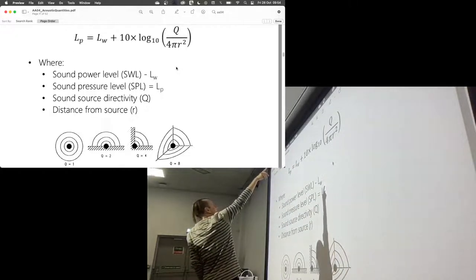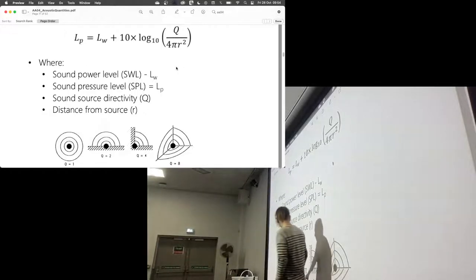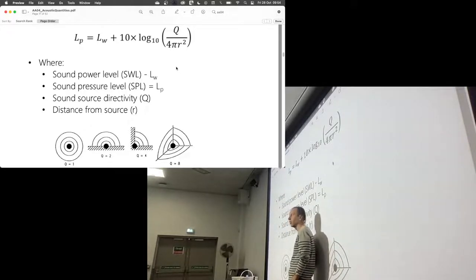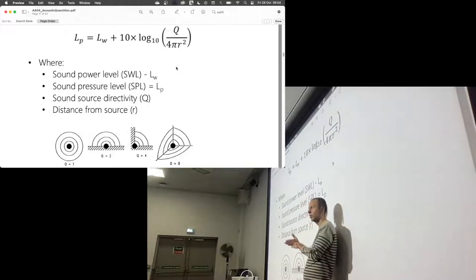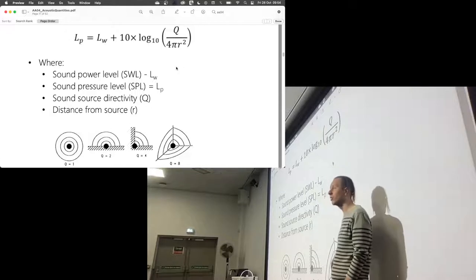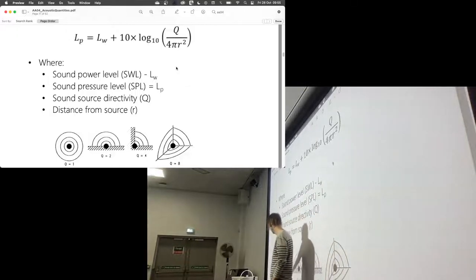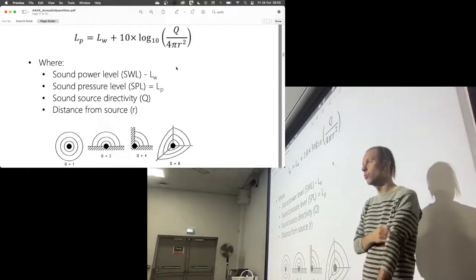You probably know it already, this would be 3 dB, because I have a 10 as a multiplier, never mind the details. In any case, I will significantly increase the SPL at a distance if my sound source is laid on a flat surface, a reflective flat surface, okay? If it is in a corner, at a junction of two walls, right? Then the Q factor increases even more, and if it's in the corner of the room surrounded by three reflective surfaces, then you get even more SPL. Okay, so there is a huge difference between what we call the free field situation and the situation whereby the sound source is in a room or otherwise.